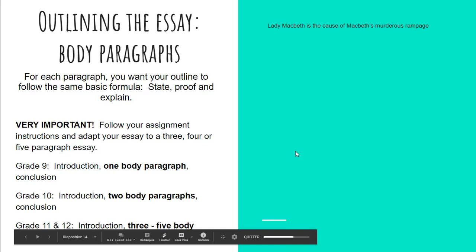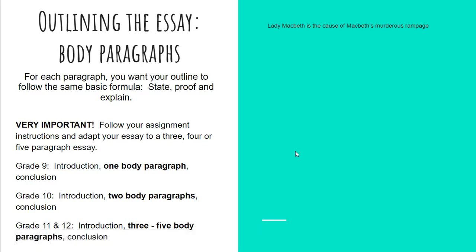Now we're going to look at how to create an outline for the 4, 5, and plus paragraph essay. For each paragraph, you want your outline to follow the same basic formula: state, proof, and explain. It's very important before you even start to follow your assignment instructions and adapt your essay to a 3, 4, or 5 paragraph essay according to your assignment.